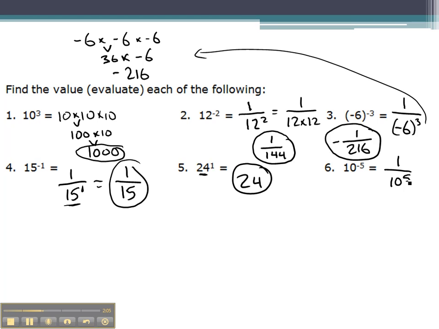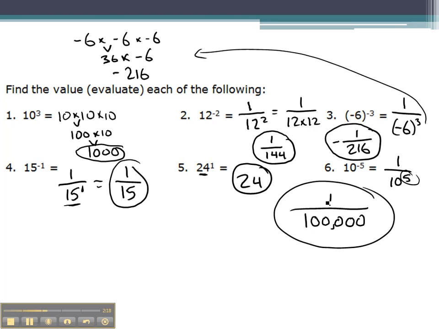10 to the negative 5 is equal to 1 over 10 to the positive 5. And remember, for powers of 10, we can just write it as a 1 with this number of zeros, 5 zeros. 1, 2, 3, 4, 5. So 1 over 100,000. And if you didn't remember that, you could do 10 times 10 times 10 times 10 times 10, one step at a time, and you'll still get to 100,000.